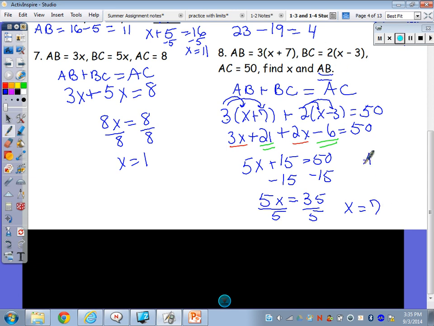And then always make sure you answer the question. So we need to find AB. AB is equal to 3 times x plus 7. So instead of the x, I'm going to put the 7. And then just remember order of operations. So I'm going to do parentheses first, which gives me 14. And then 3 times 14 gives me 42. So AB is equal to 42.